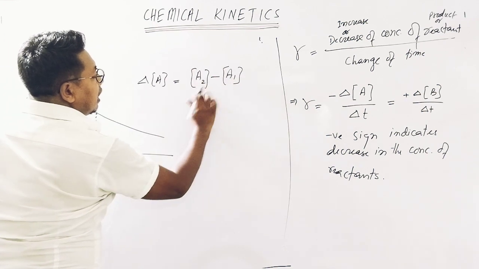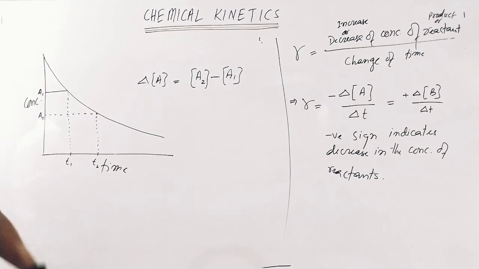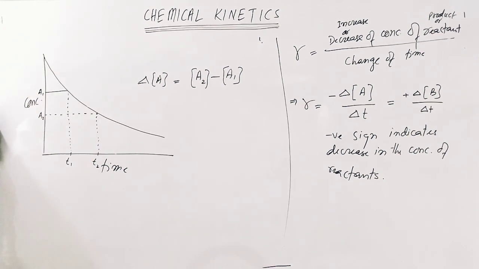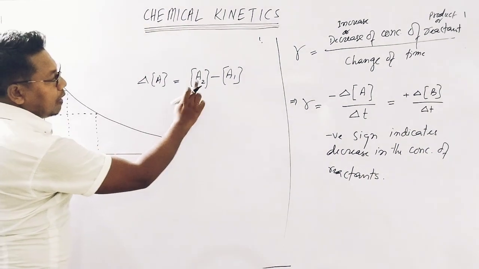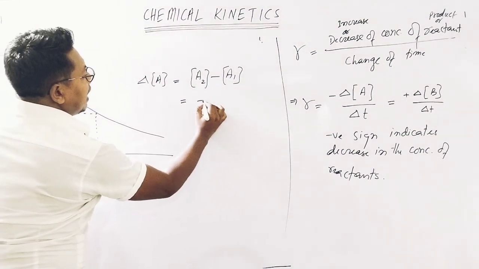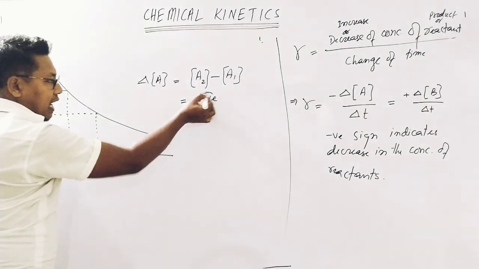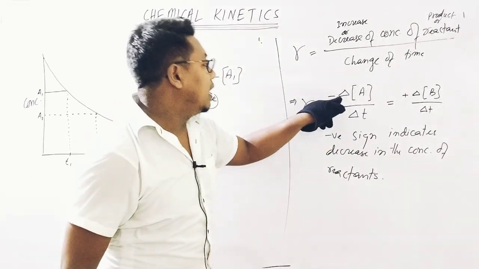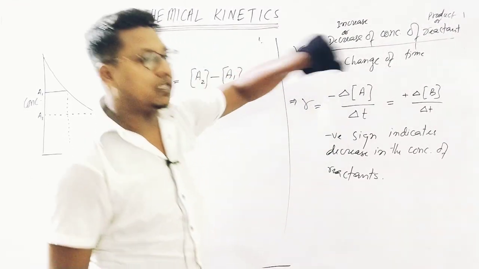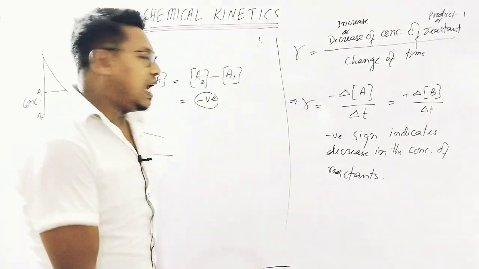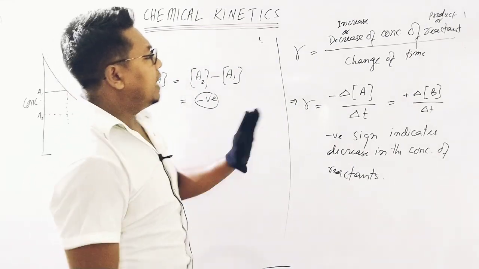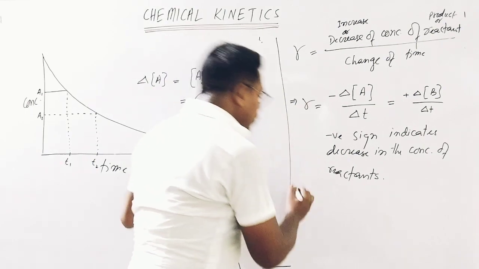Now A2 is smaller than A1, so A2 minus A1 will be a negative value. So delta A is a negative value, and the negative sign placed in front makes it negative times negative, which is positive. This is the rate of reaction.